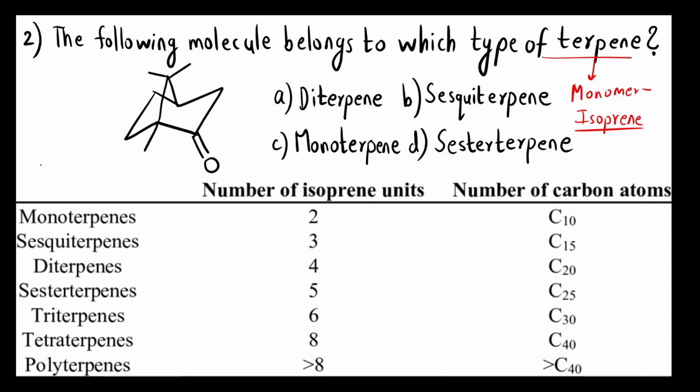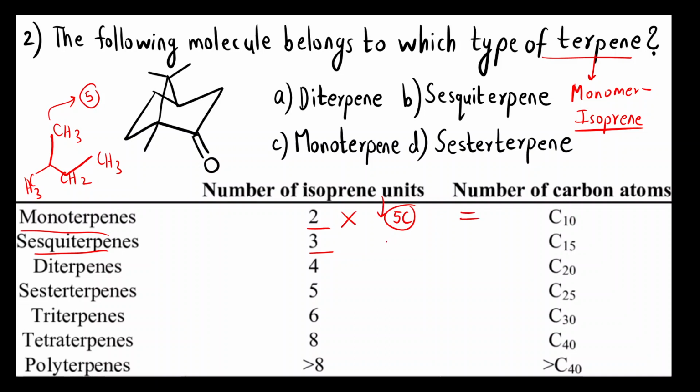What is the structure of isoprene? It is like this: CH3, CH3, CH2 and CH3. So how many carbon atoms are there? You can see there are 5 carbon atoms in one isoprene unit. So you have to remember this table. Monoterpenes have 2 isoprene units. Sesquiterpene has 3 isoprene units. One isoprene unit has 5 carbons, so 2 isoprene units means 2 into 5, 10 carbons.